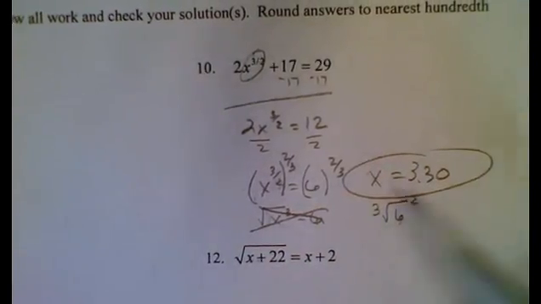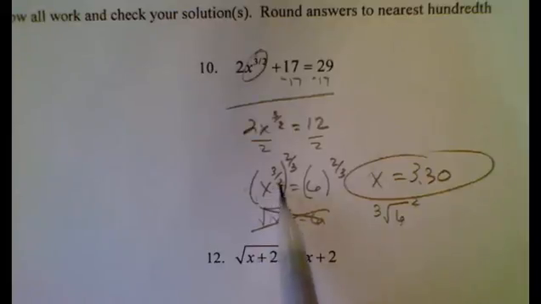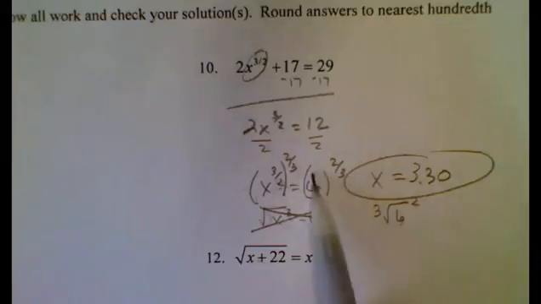So all you did is you first get the base by itself. That's the key thing a lot of you are forgetting to do. And then you're going to raise it to the reciprocal power. And then just put that on your calculator, 6 raised to the 2/3, you should get 3.30.